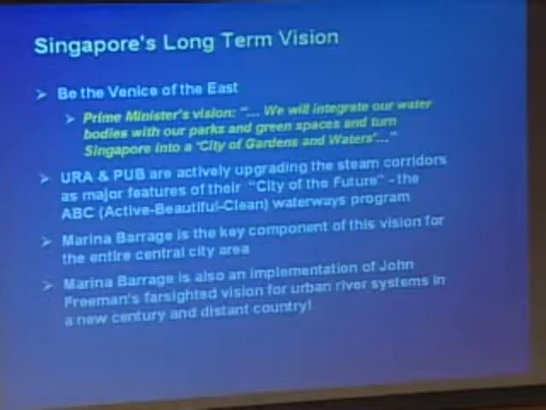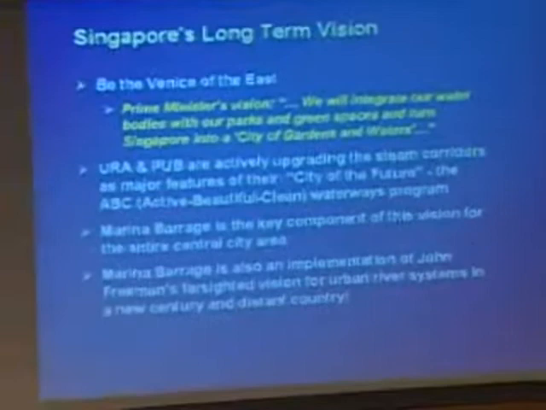This is Singapore's long-term vision. They want to be the Venice of the East. They really want this to be a city of waters and gardens and interconnected waterways. The two major planning agencies, well, URA being the planning one, PUB with control of the waterways, are actively upgrading their stream corridors to be a city of the future. They're going to have pathways along them.